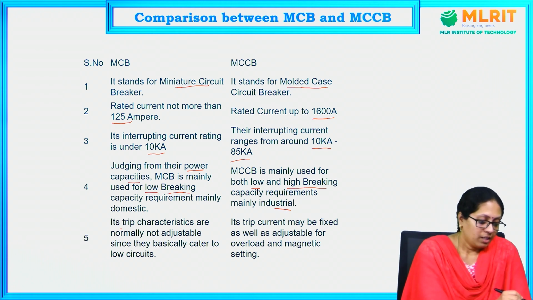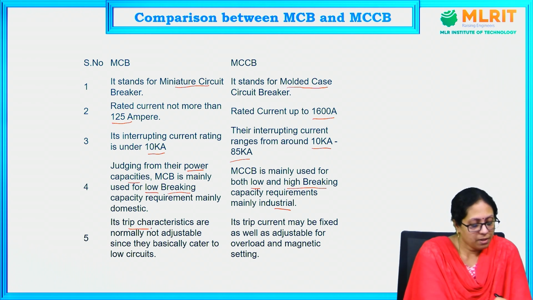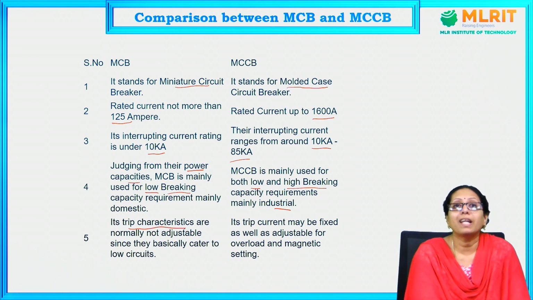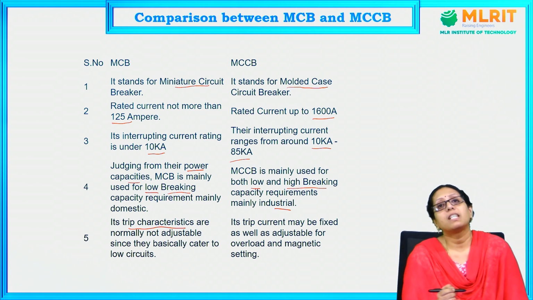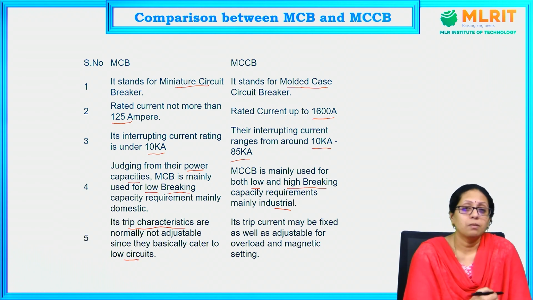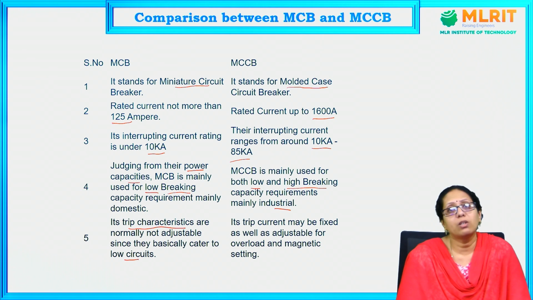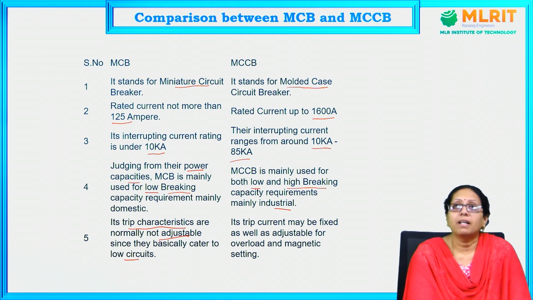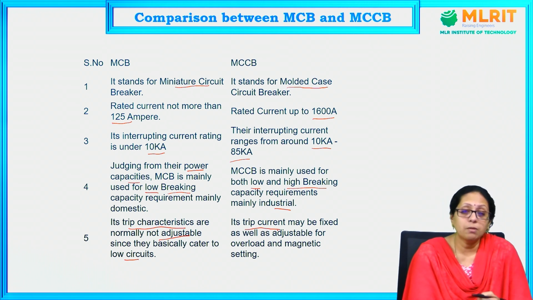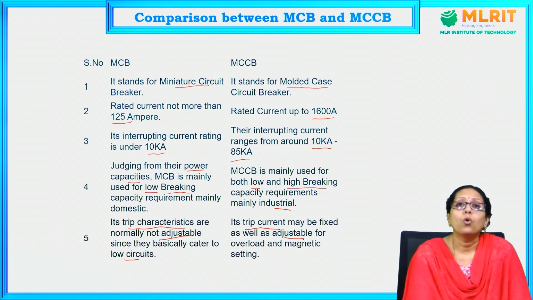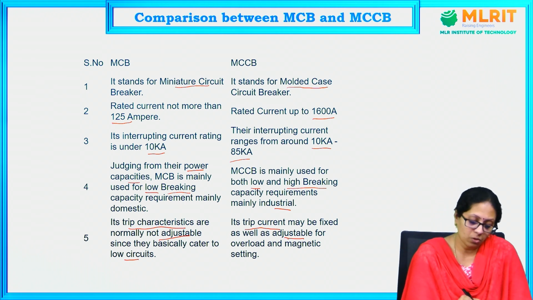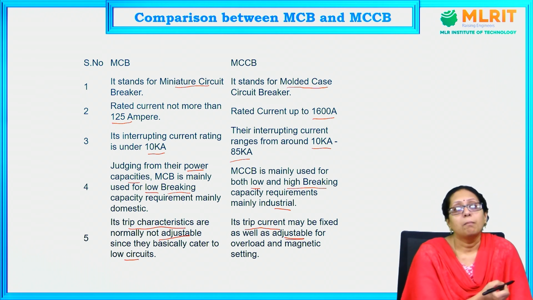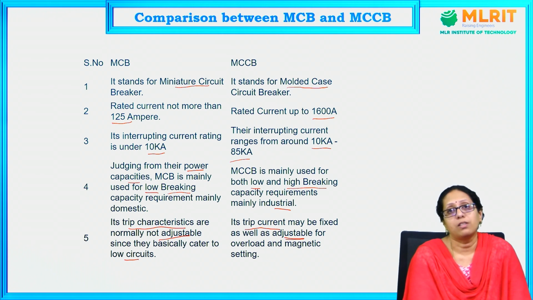Next, its trip characteristics are normally not adjustable since they basically cater to lower currents because they are connected for the lower circuits, it cannot be adjusted. But MCCB, here the trip current may be fixed as well as adjustable also for over voltage and magnetic setting also. So for over voltages, it can be adjusted, but MCB cannot be adjusted.